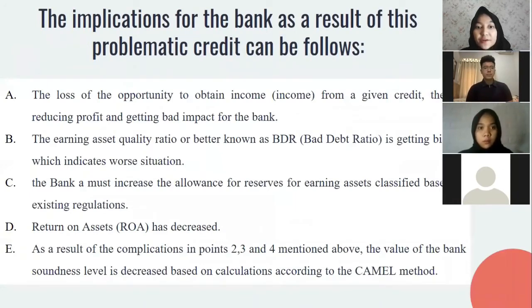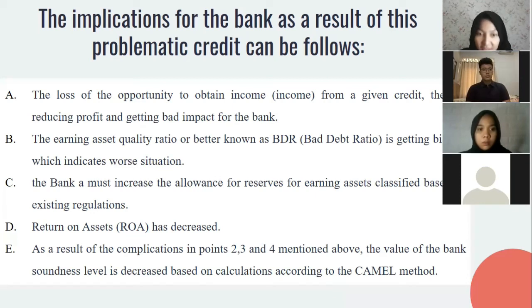The implications for the bank as a result of this problematic credit are as follows. A. The loss of the opportunity to obtain income from a given credit, temporarily reducing profit and having a negative impact on the bank. B. The earning asset quality ratio, or better known as BDR, is getting bigger, which indicates a worse situation. C. The bank must increase the allowance for reserve for earning assets classified according to existing regulation. D. The return on asset has decreased.